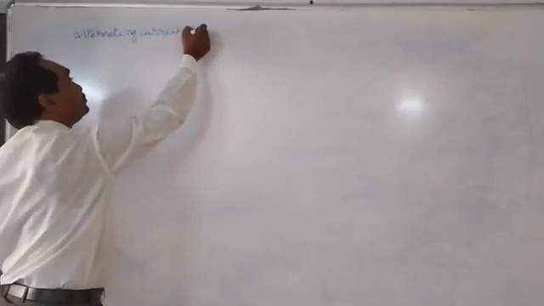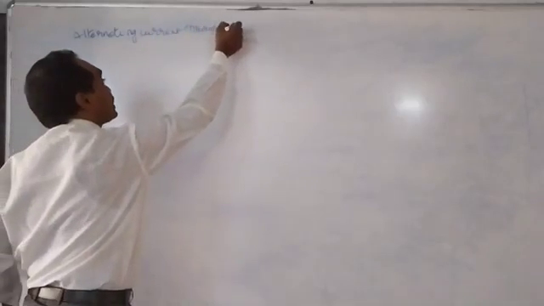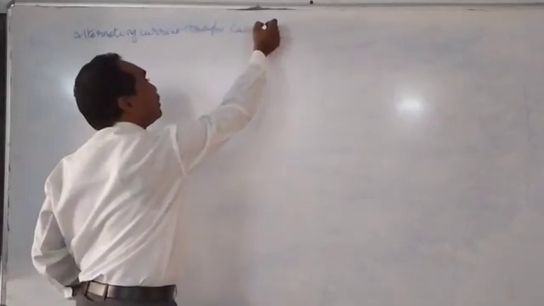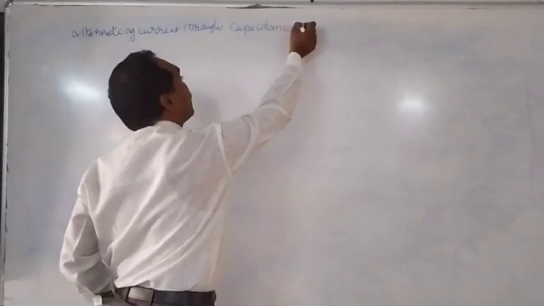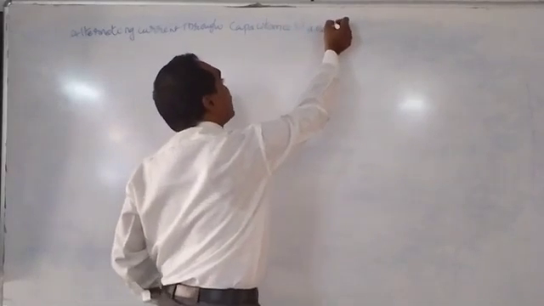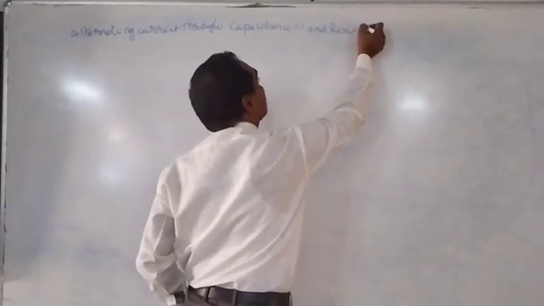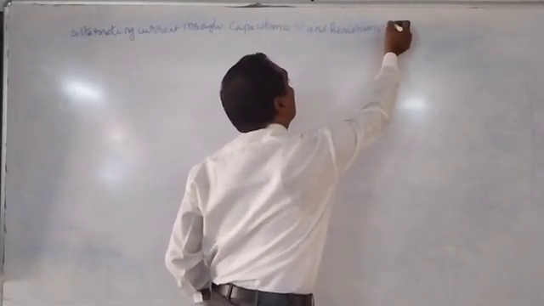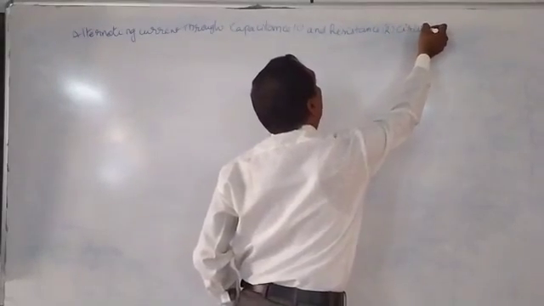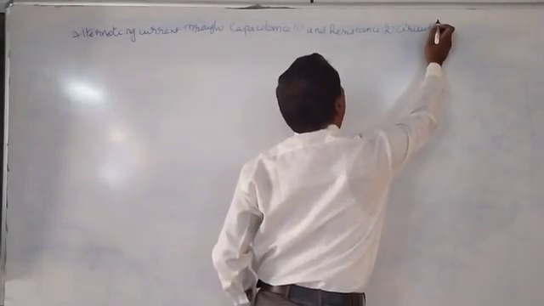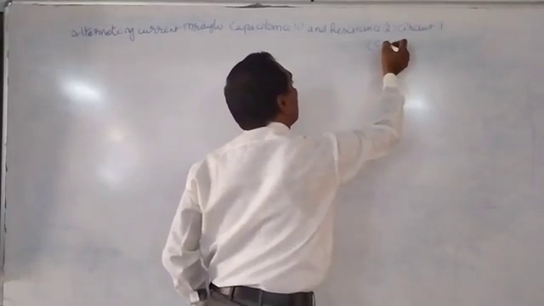So now our aim is to calculate the alternating current through capacitance C and resistance R circuit. That is called the CR circuit.